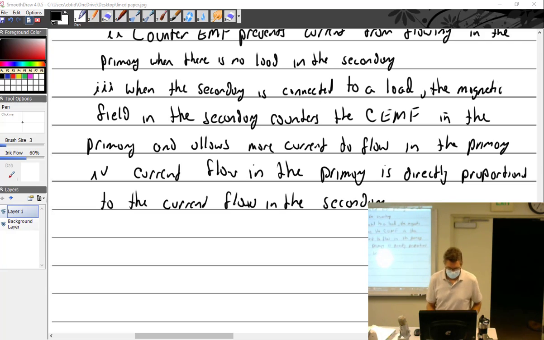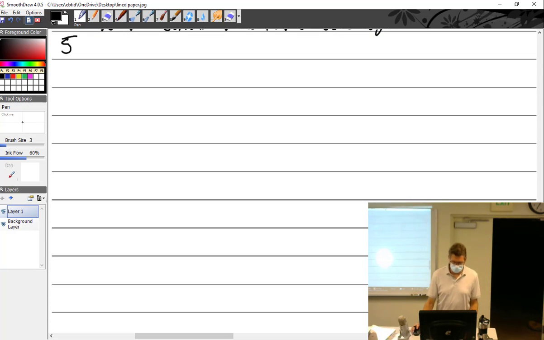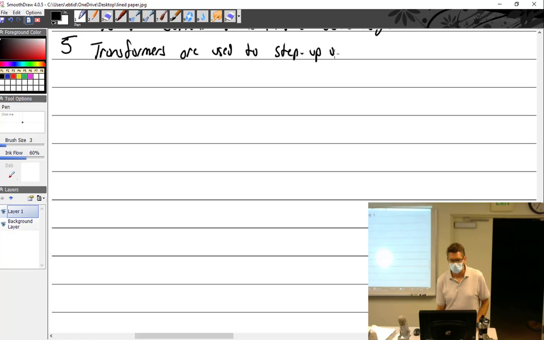Transformers. This will be point number 5. Transformers are used to step up or step down voltage or current. I feel like I kind of said that. So, they are used to step up or step down voltage or current.